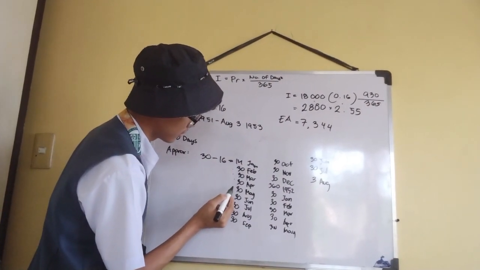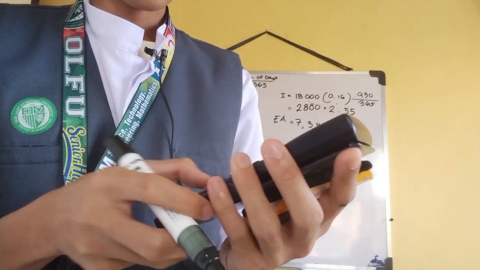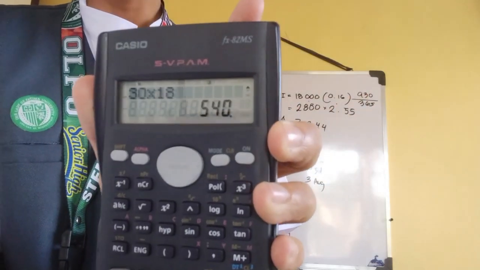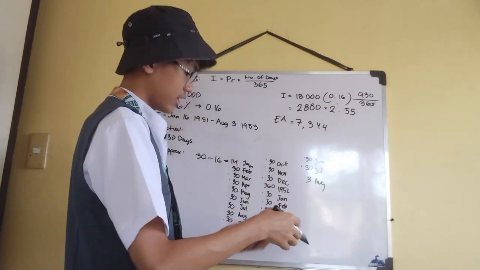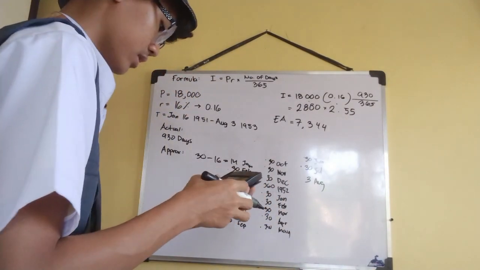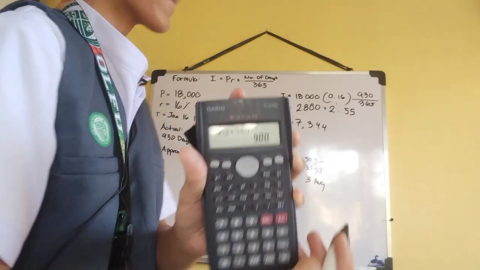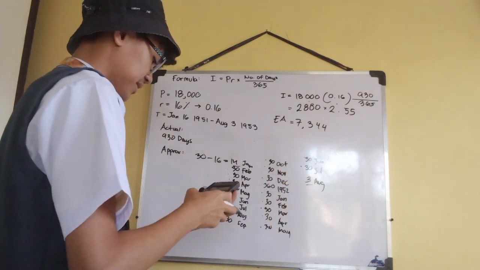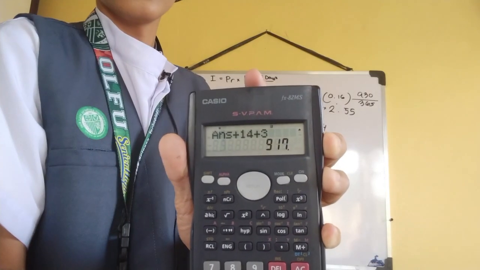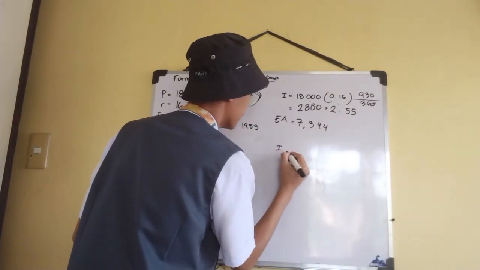1, 2, 3, 4, up to 17, 18. So there's 18 30s here, so we'll multiply it by 18. That gives 360 over here, and we add it over here. After that we take 14 and 3 here, then we add it again here. That is our final answer.